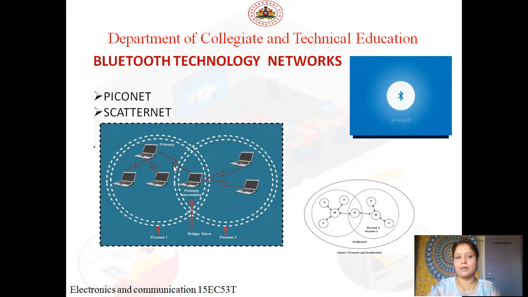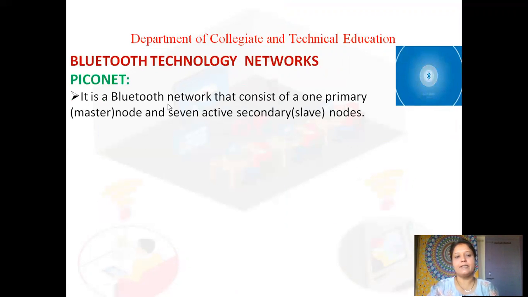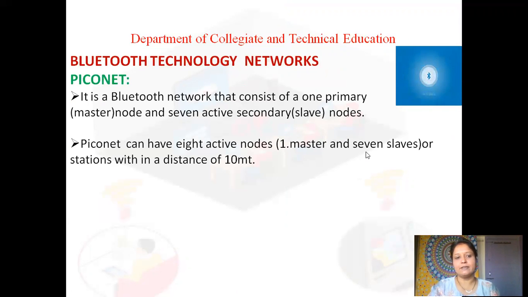Communication between the slave nodes directly is not possible, but they can communicate through the master node. One-to-one communication is possible and one-to-many communication is also possible. The Piconet is the Bluetooth network that consists of one primary, called the master node, and 7 active secondary slave nodes. The Piconet can have 8 active nodes, that is, one master and 7 slaves, or stations, covering a distance of up to 10 meters.